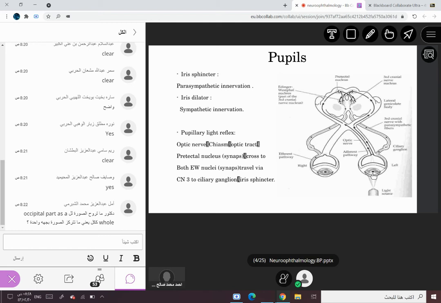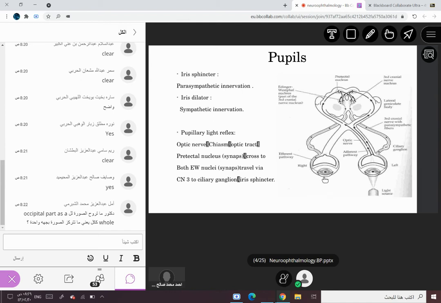Okay, so the light source will be shined on, for example, the left eye. Then the fibers of the optic nerve will reach the optic chiasm, then decussate till they reach the pretectal nuclei from both sides. Then from the pretectal nuclei, it will synapse and cross to both Edinger-Westphal nuclei. Then it will travel via the third cranial nerve from both sides till it reaches the eye sphincter on the left and on the right.